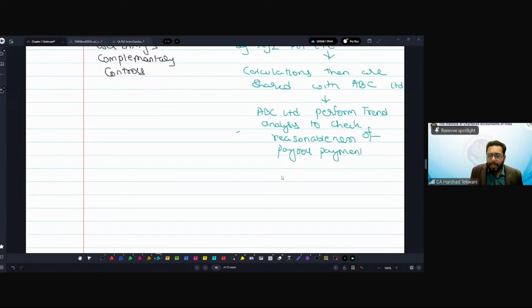For example, last month when the calculation came to me, it was, let's say, 4 lakh rupees of total payroll payment, salary and wages. This time I will again check what I paid last time, or throughout the period I am paying. On an average every month 4 lakh. Now also I check, it's 4 lakh, fine, I'll process it. So the control of performing trend analysis is the complementary control, which is there at the user entity, because ABC Limited is performing that control. Any doubt?